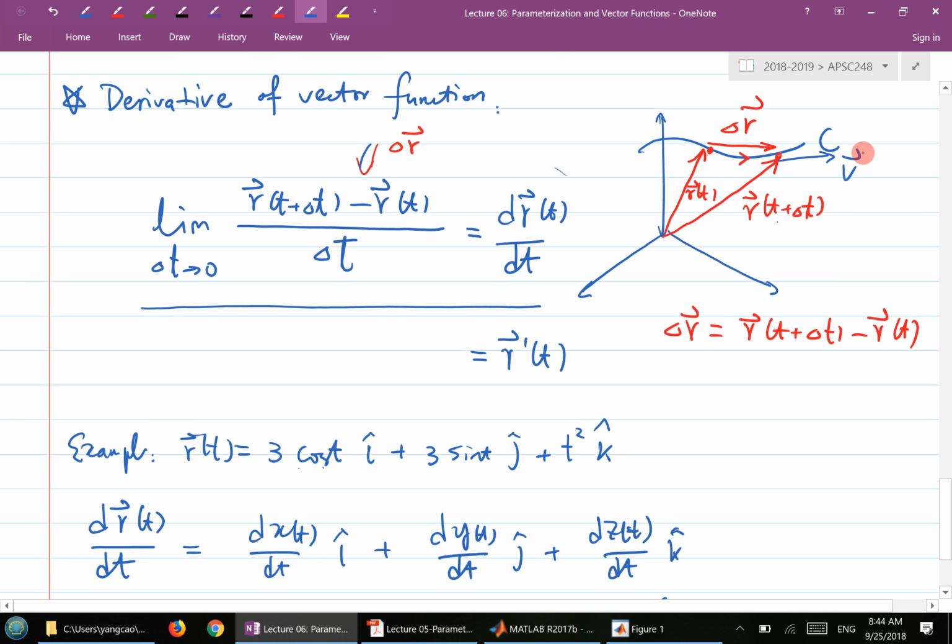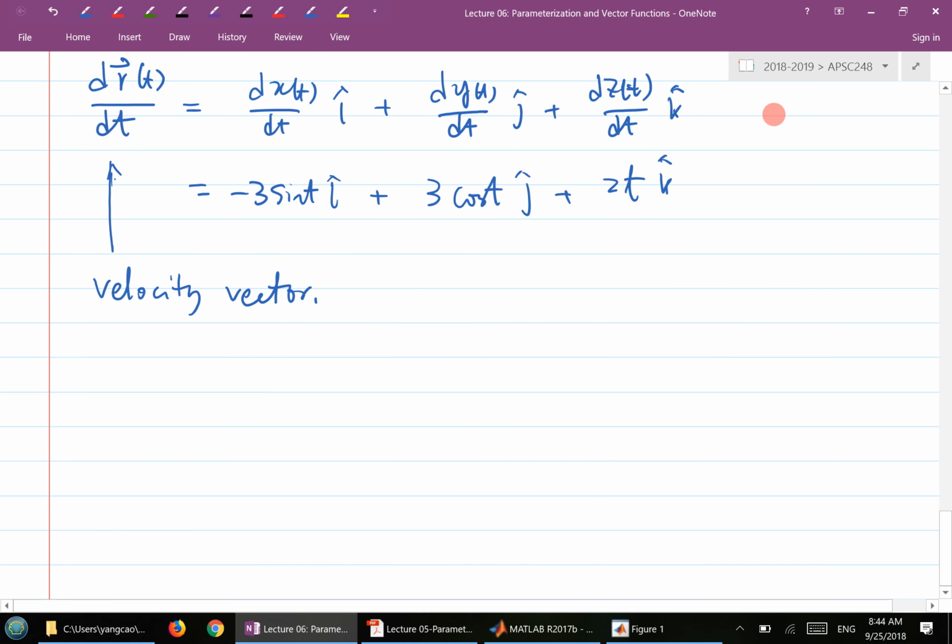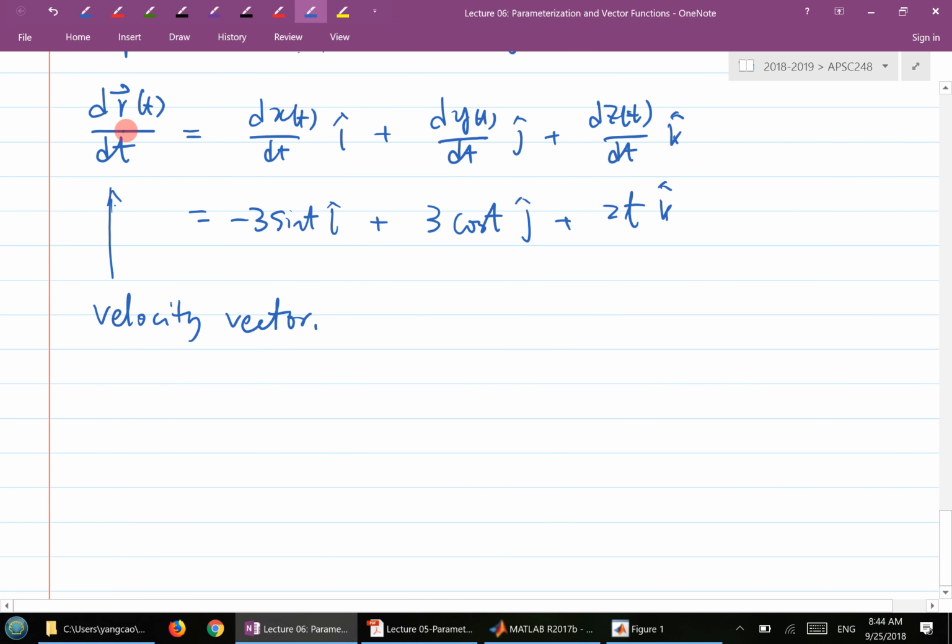So what if I take another derivative based on these results, which means taking a derivative of this velocity vector? Let's call this v of t. We're going to take one more derivative. So physically, what type of vector are we getting here? Acceleration, exactly. So the acceleration vector.